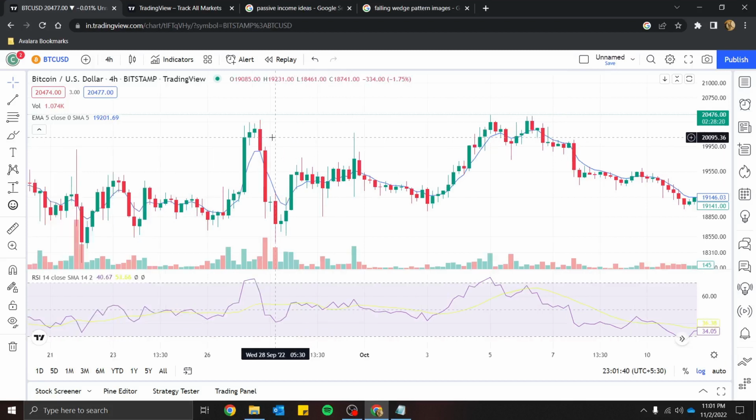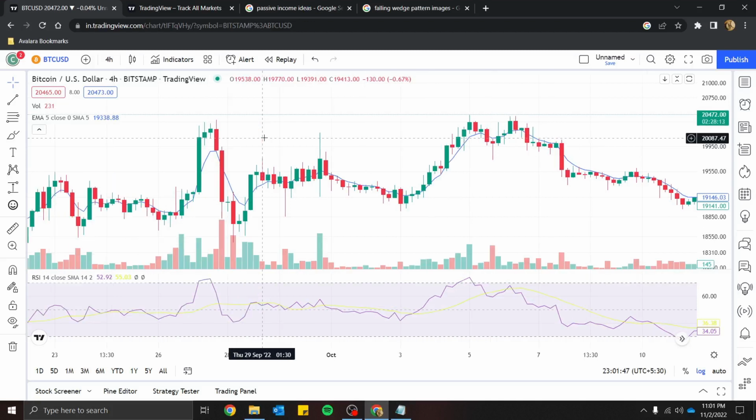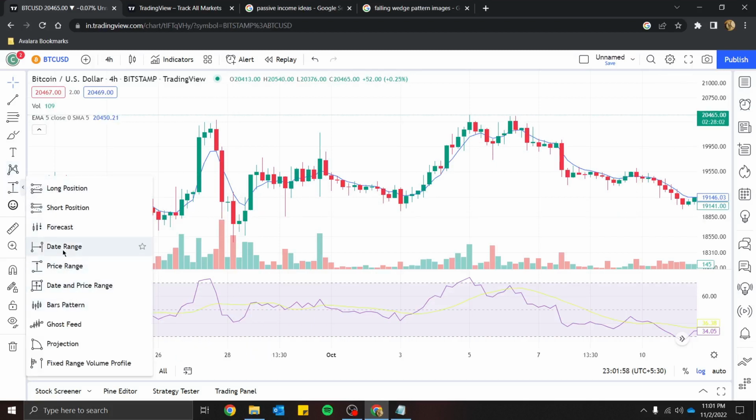Our risk to reward ratio will be a minimum of 1 to 2 or 1 to 3, based on the risk you can take in a single trade. So this is our risk, and our reward is almost 1 to 6 or 7. Let me quickly share the risk to reward as well.